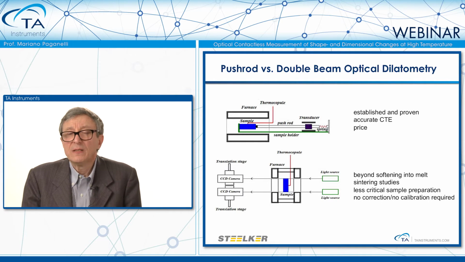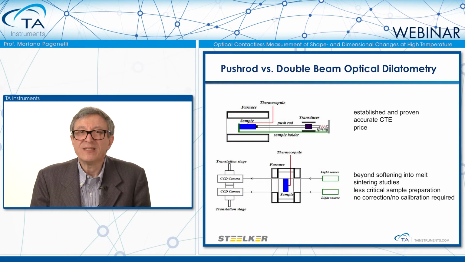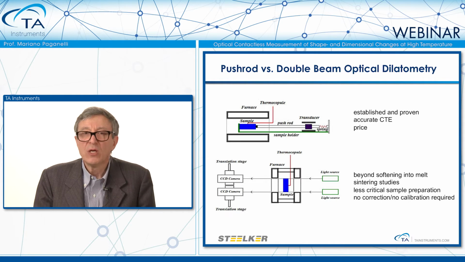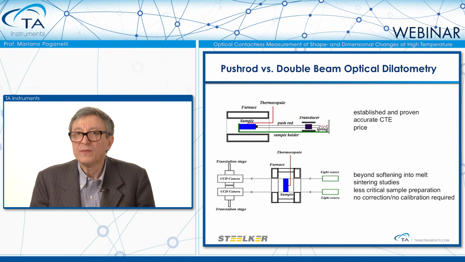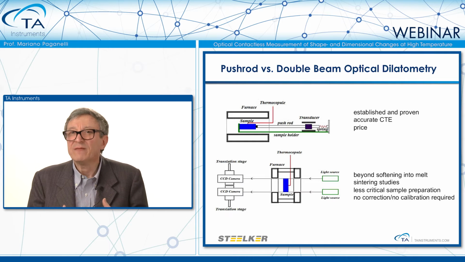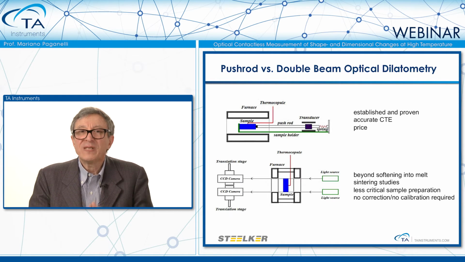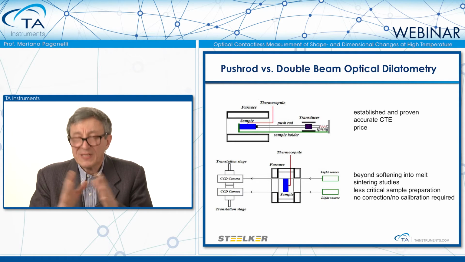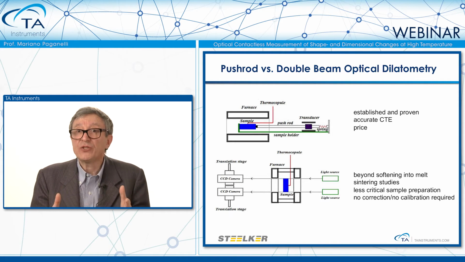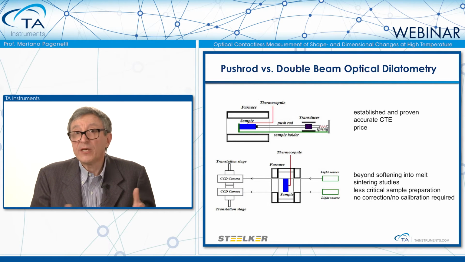This machine, this technology is a world apart. It is not competing with push rod dilatometers, because push rod dilatometers cannot go above the transition temperature where the materials start behaving plastically. They are limited to the elastic state. Besides this, within the elastic range they are much easier and cheaper than an optical dilatometer.